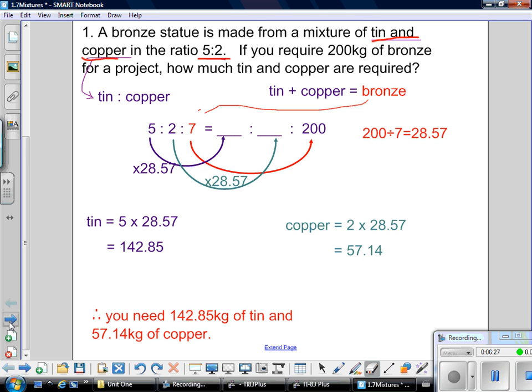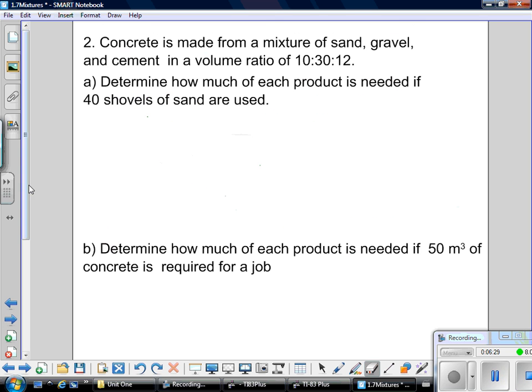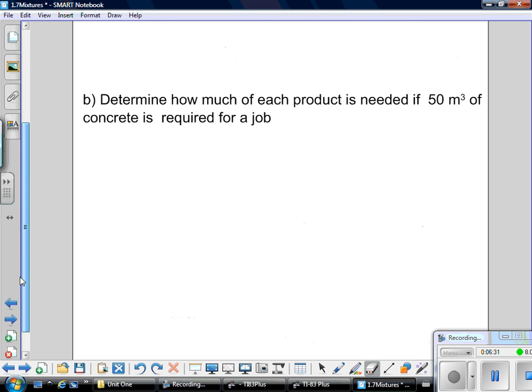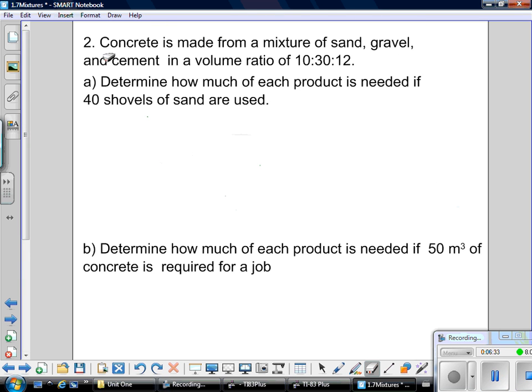The next question has two parts. Let's take a look at this question a little closer. It says concrete is made from a mixture of sand, gravel, and cement in a volume ratio of 10 to 30 to 12. So it gives me 3 in my ratio here.